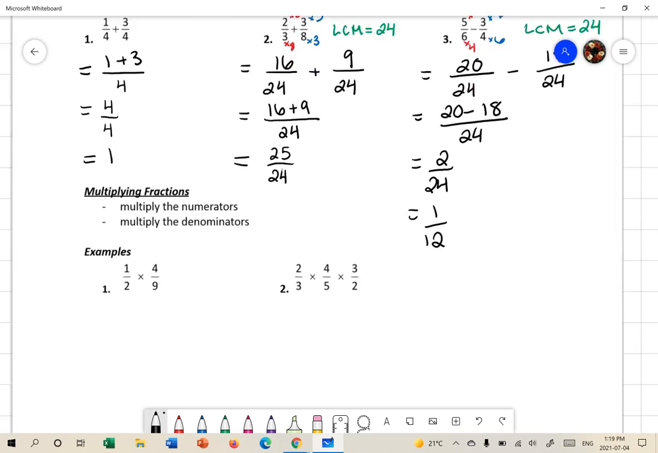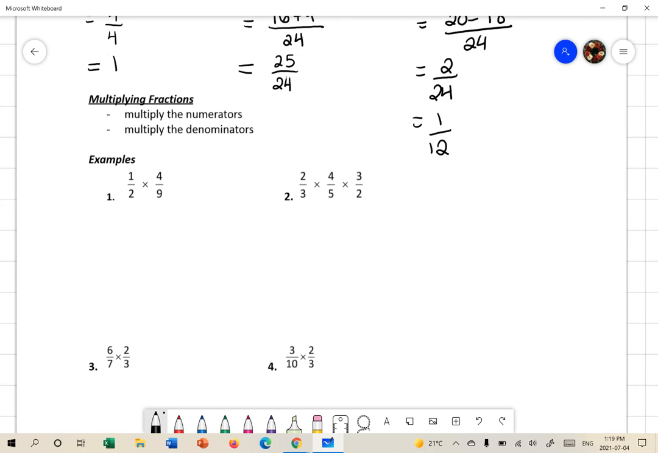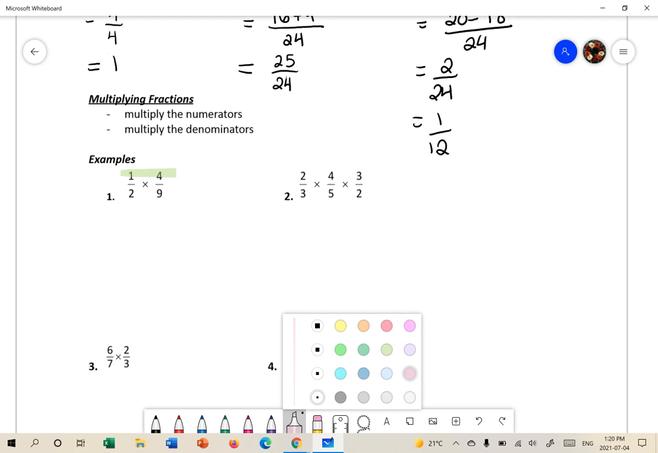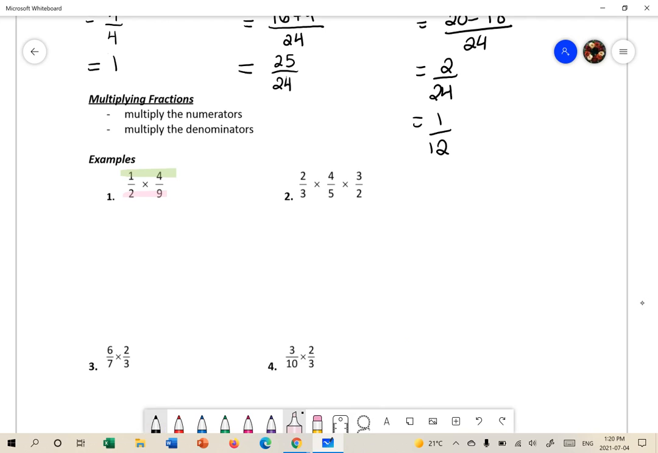When multiplying fractions, we don't need a common denominator. So this is actually less steps. What you do is you just multiply the numerators together, and then you also multiply the denominators together. So 1 times 4 is 4, and then 2 times 9 is 18. And then remembering to reduce your fraction to lowest terms. So I'm going to divide both numerator and denominator by 2.